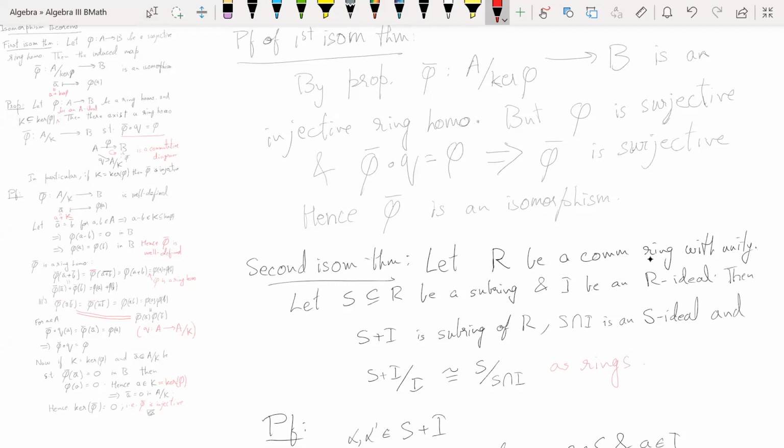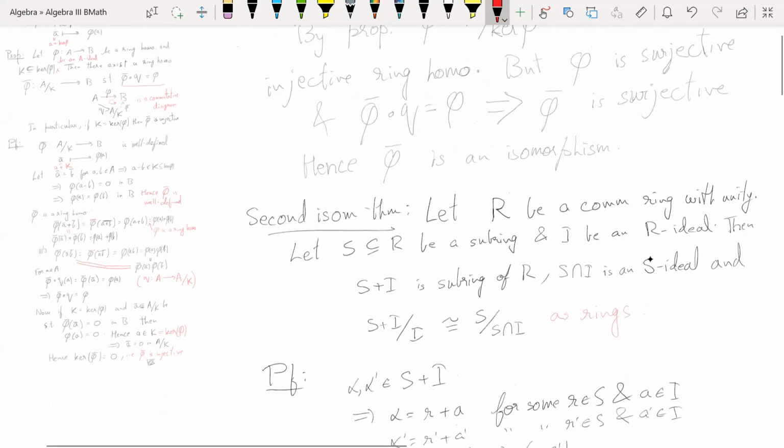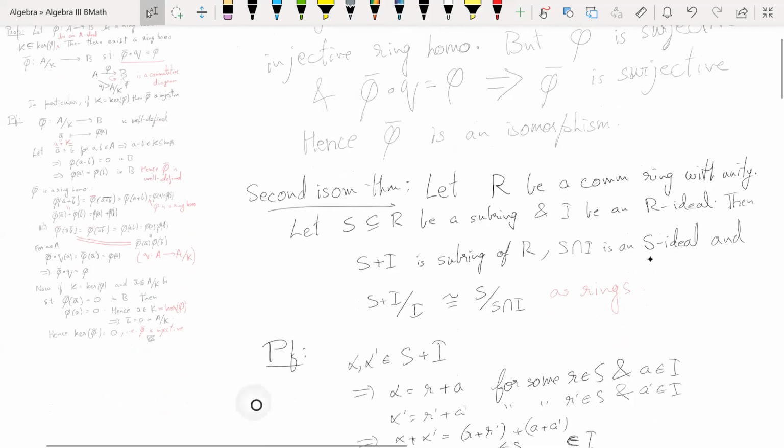So the second and third isomorphism theorems are a corollary of the first isomorphism theorem. So it follows more or less from the first isomorphism theorem. We'll give the proof of this. The isomorphism part is the corollary. The rest one has to just check. So let's just check S plus I is a subring of R.